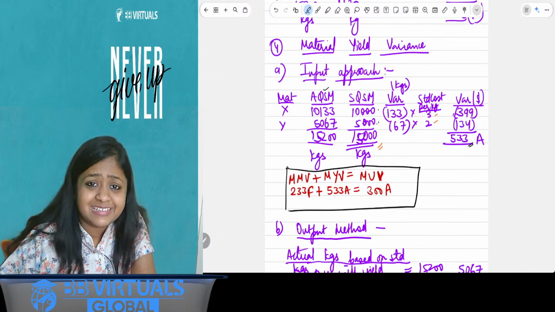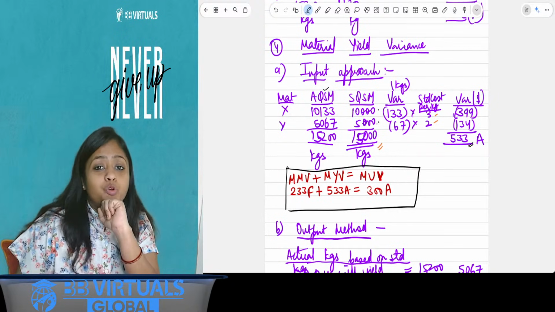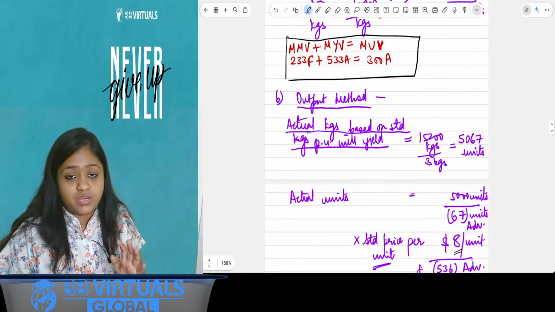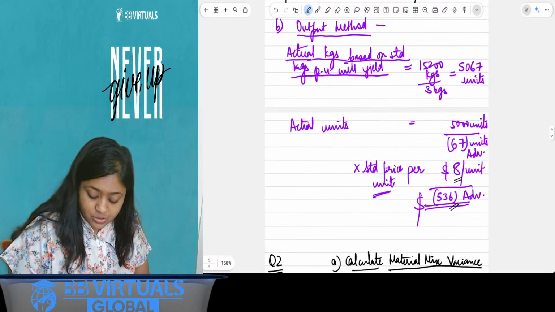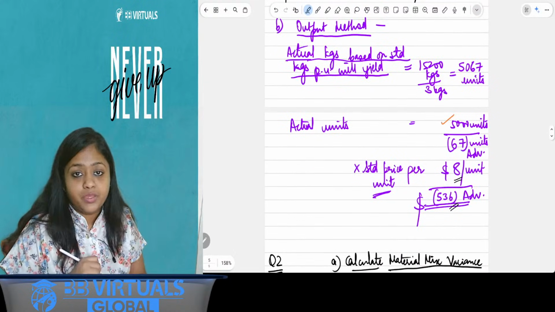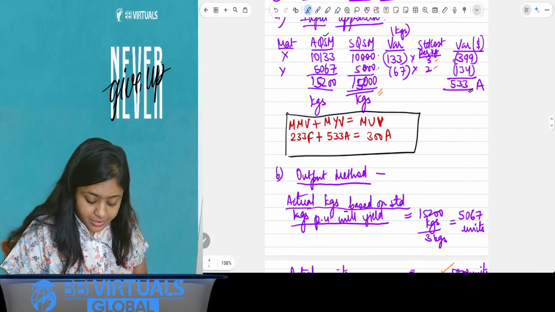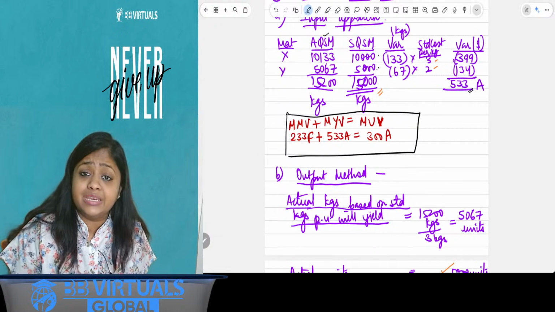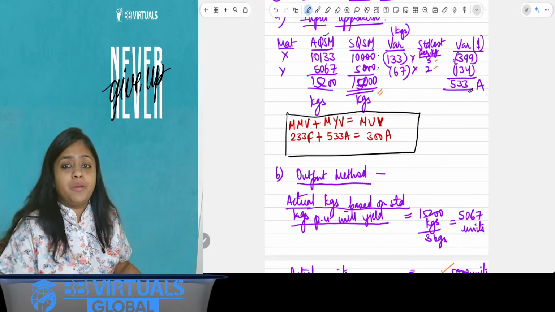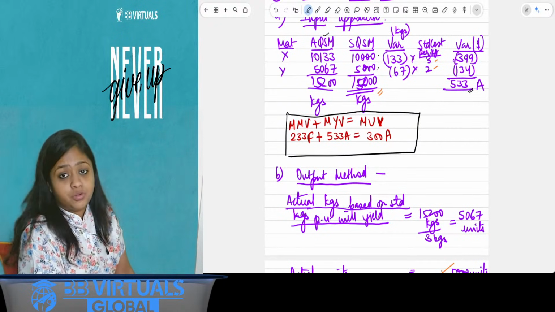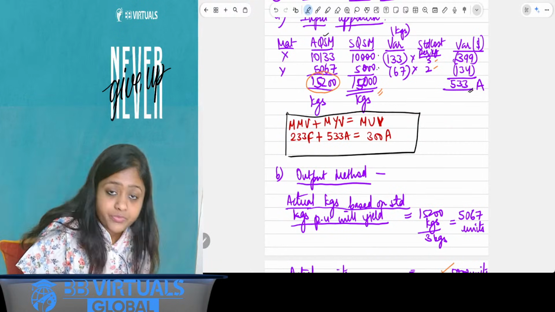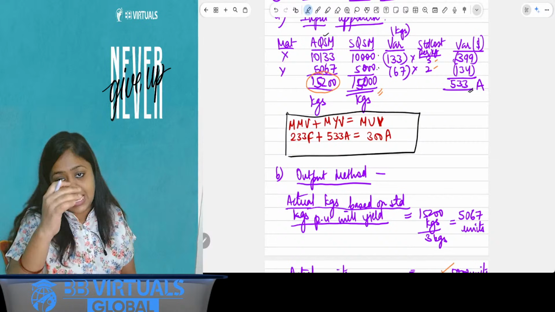So easy. Let's do it by output method. Output method says go reverse. So please see what is your actual output. So actual output is 5,000 units. Now you know as per the standard we would require 15,000 kgs. But this I don't need here. When we see output method, you will take actual input. Correct. What is your actual input? 15,200. Okay, now put this in the standard mix.